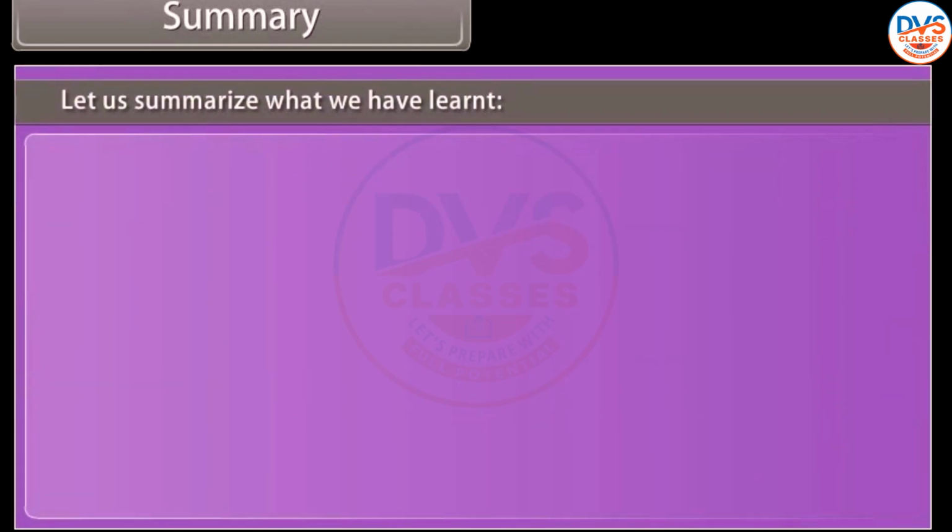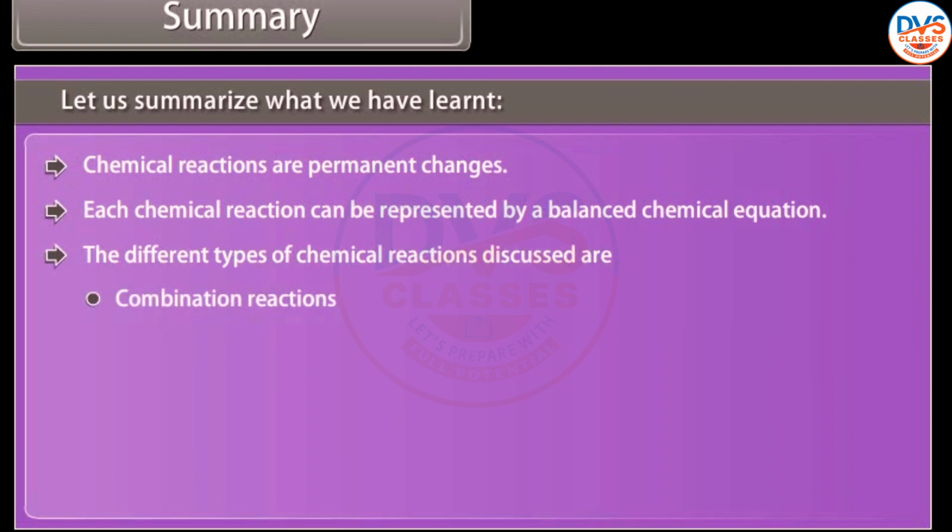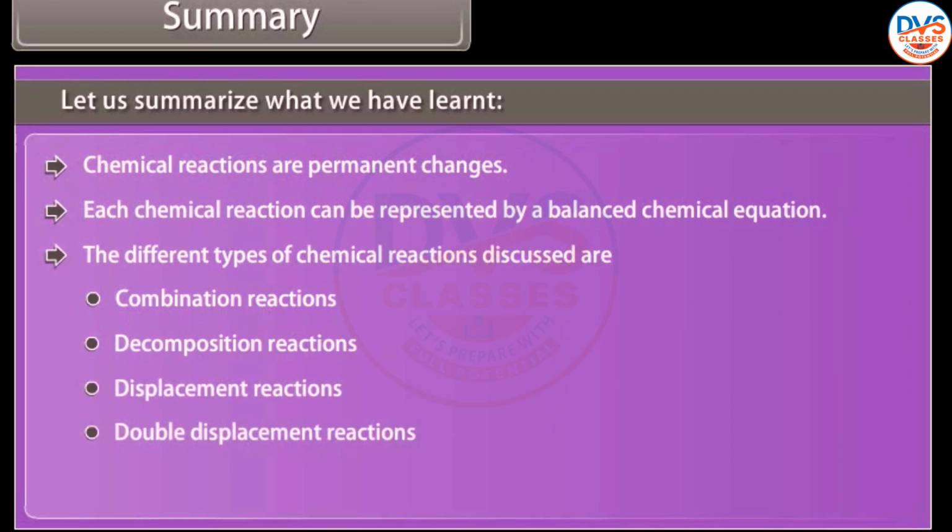Summary. Let us summarize what we have learned. Chemical reactions are permanent changes. Each chemical reaction can be represented by a balanced chemical equation. The different types of chemical reactions discussed are combination reactions, decomposition reactions, displacement reactions, double displacement reactions, redox reactions.